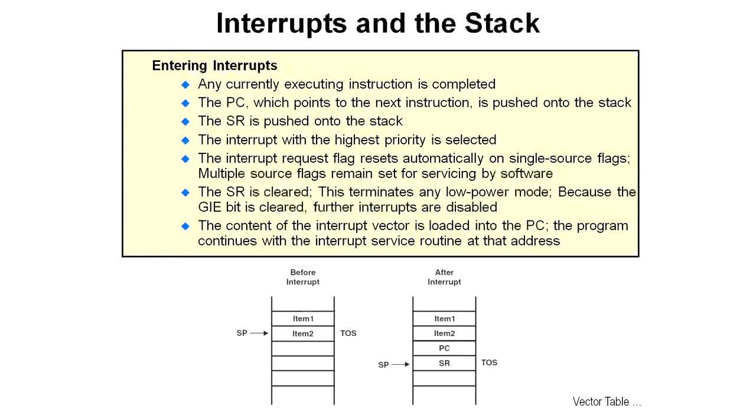The content of the interrupt vector gets loaded into the program counter. Those interrupt vectors, remember, are up there at the top of flash memory. That tells us the location of our interrupt service routine. So now the program will continue execution at the interrupt service routine that's loaded at the address that was in the vector table.